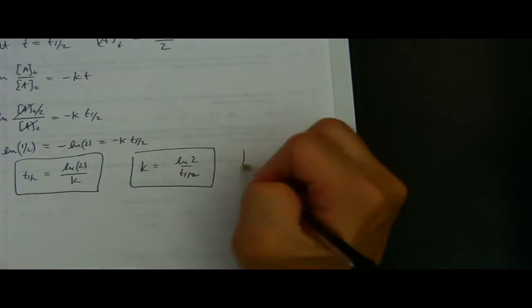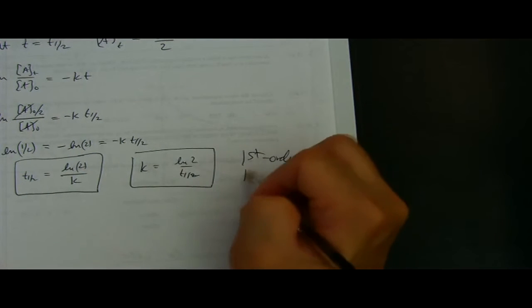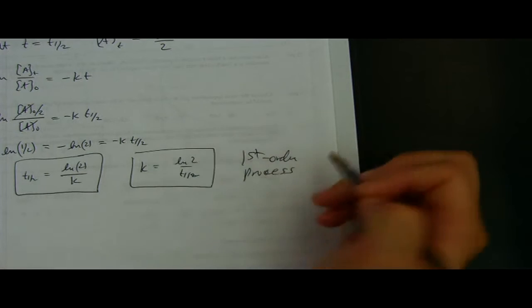T1/2 is equal to log of 2 divided by K, or K is equal to log of 2 divided by the T1/2. Both are useful equations. This is for a first order process. Okay? So, if I have a chemical reaction that I know to be a first order reaction, which I have one right here.